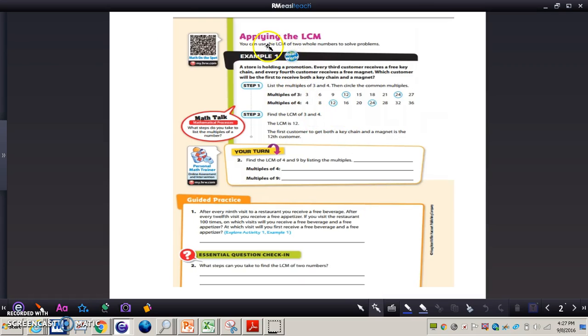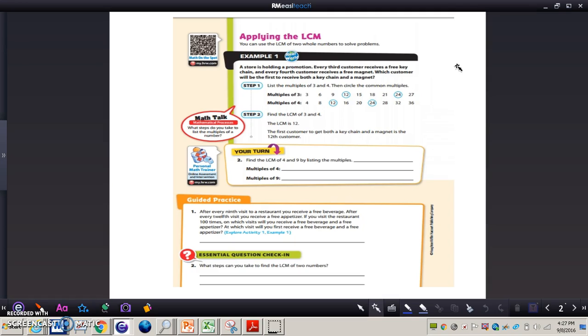Okay, so let's look at applying the LCM. So let's look at example 1. The store is holding a promotion. Every 3rd customer receives a free keychain, and every 4th customer receives a free magnet. Which customer will be the first to receive both a keychain and a magnet?